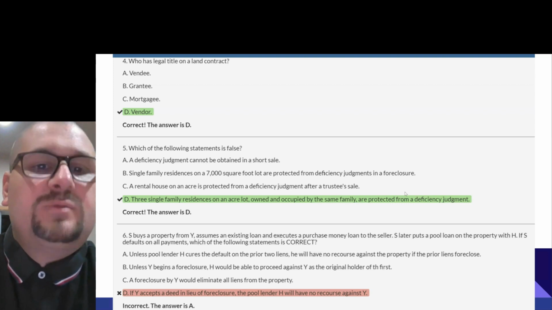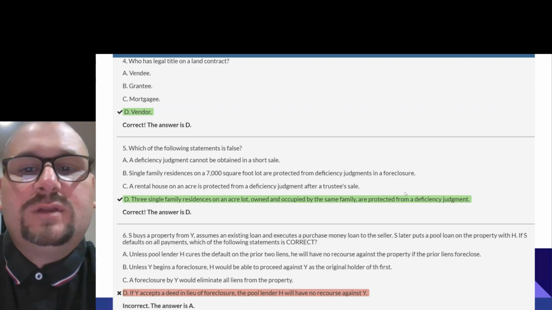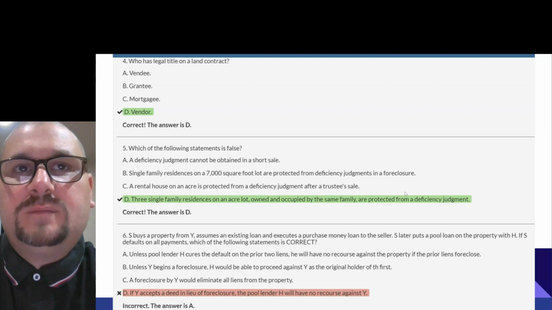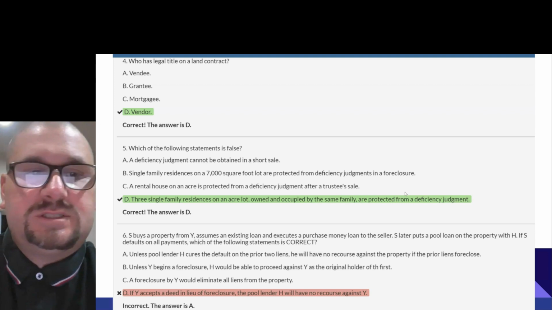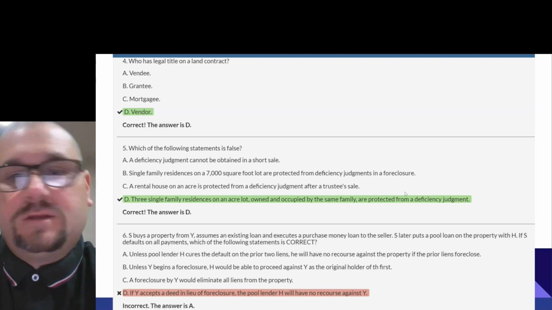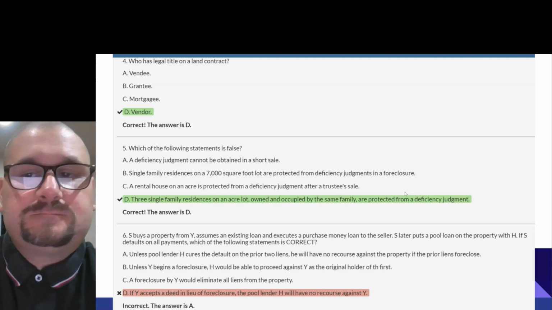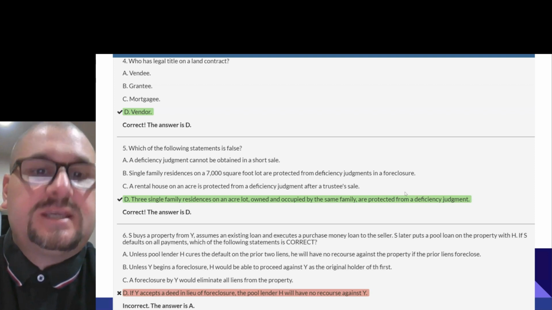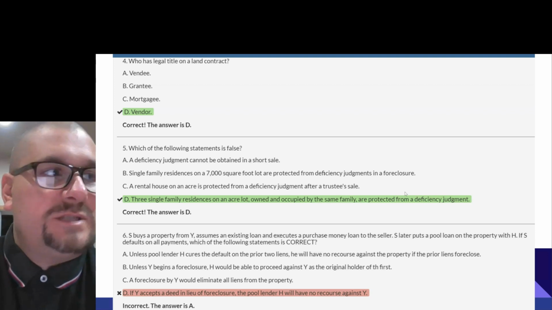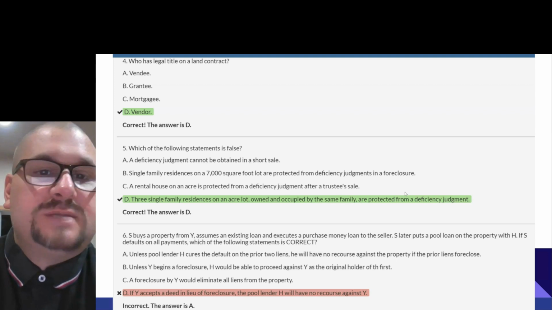Which of the following statements is false? 3 single-family residences on an acre lot owned and occupied by the same family are protected from a deficiency judgment. So this is false. They are not protected from a deficiency judgment. A deficiency judgment cannot be obtained in a short sale. That is true. You can't obtain a short sale and a deficiency judgment.